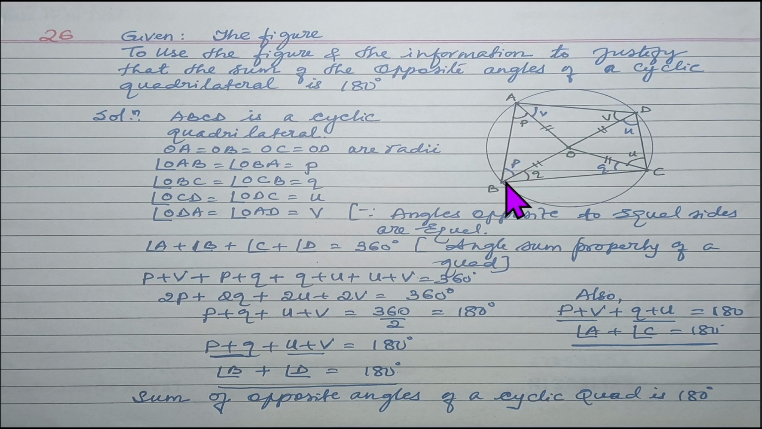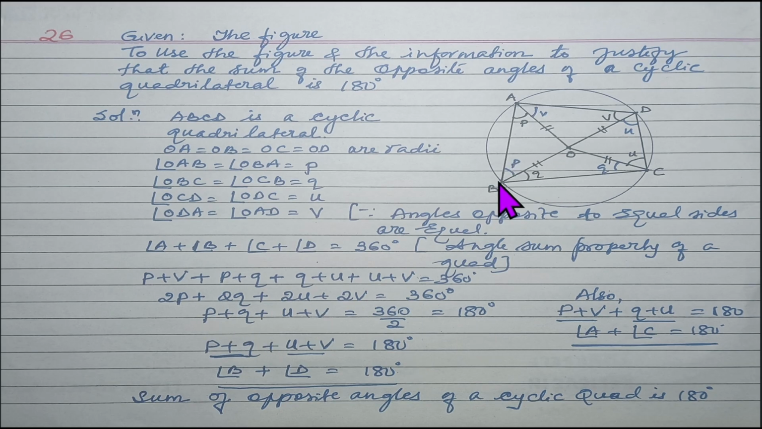Now we know that angle A plus angle B plus angle C plus angle D is 360 degrees. That is the angle sum property of a quadrilateral. Now that means I can add P plus Q plus Q plus U plus U plus V plus V plus P equal to 360 degrees. Now P plus P is 2P, Q plus Q is 2Q, U plus U is 2U, V plus V is 2V, equal to 360, or I can divide throughout by 2, therefore we get P plus Q plus U plus V is 360 by 2, that is 180 degrees.